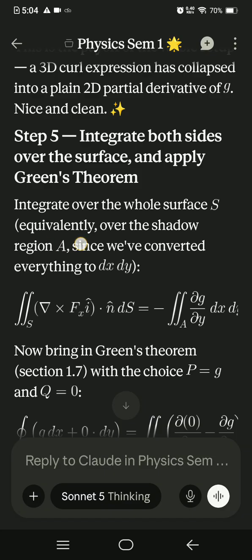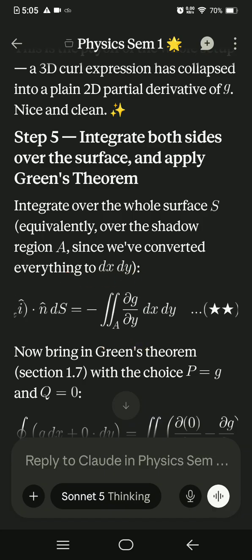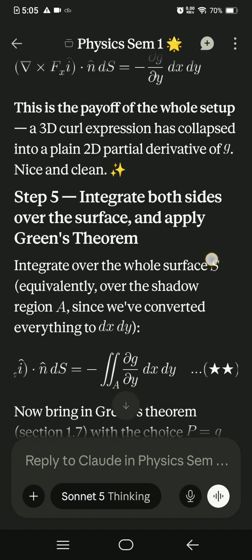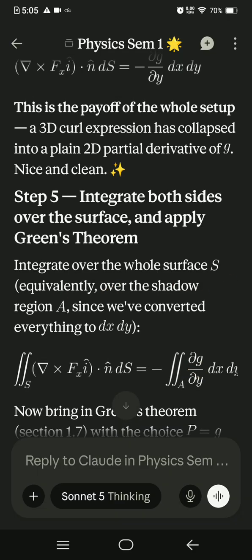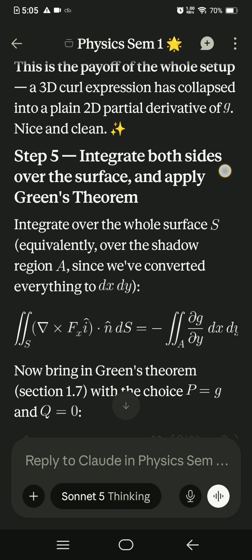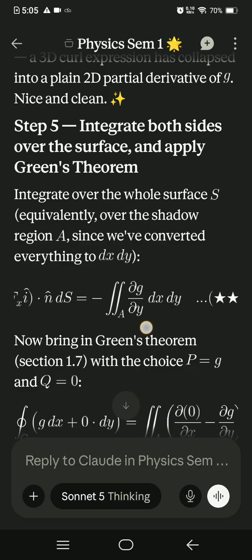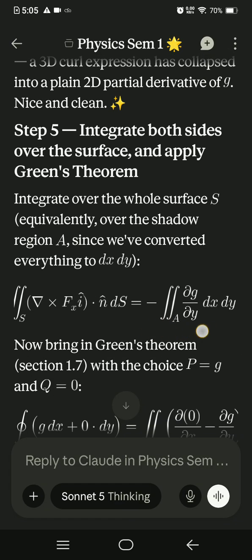Integrate over the whole surface S, equivalently over the shadow region A, since we have converted everything to dx dy. What do you mean, integrate over the whole surface S? So we are going to integrate both sides. Surface integral, and the area, is it the same?